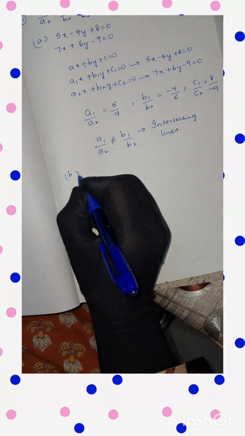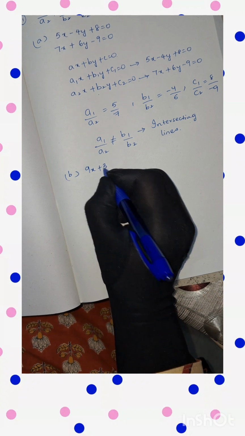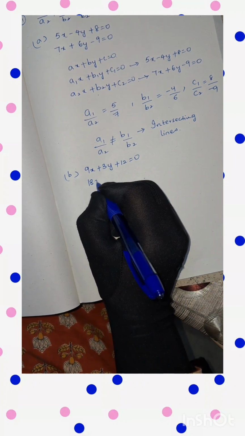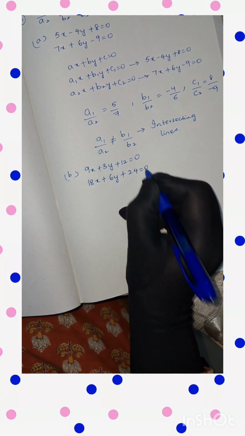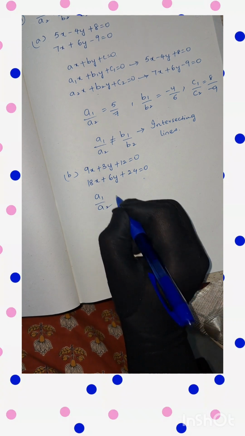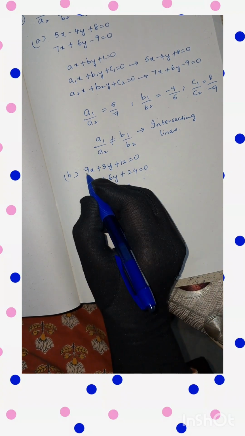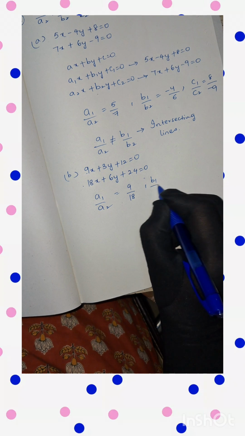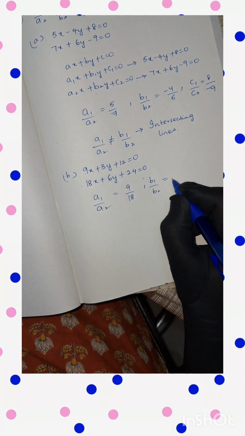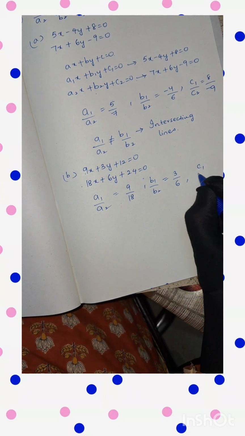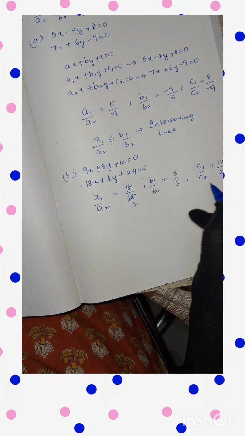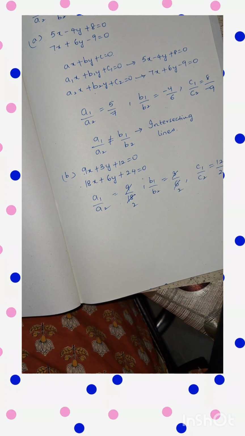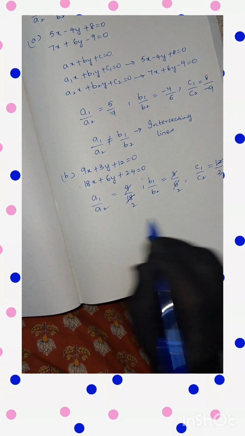Let us take another question. Question number 2: 9x plus 3y plus 12 is equal to 0, 18x plus 6y plus 24 is equal to 0. Here what is a1 by a2? 9 by 18, right? This is a1 and this is a2. Next, b1 by b2, 3 by 6. What is c1 by c2? 12 by 24. Now you see here, 9 ones are 9, 9 twos are 18, right? 3 ones are 3, 3 twos are 6. 12 ones are 12, 12 twos are 24.